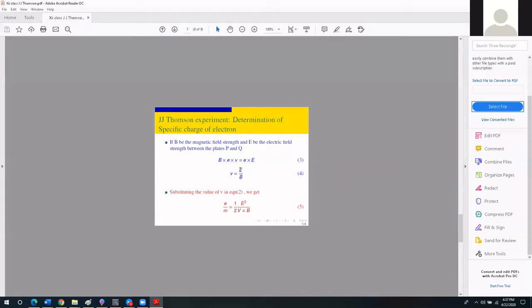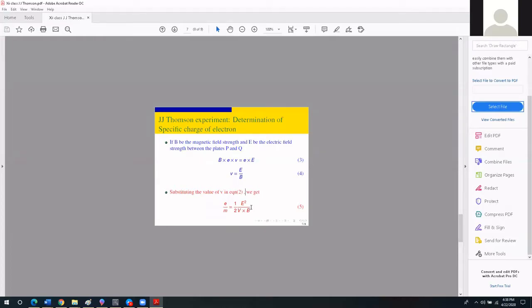So by measuring the electric field, this electric field is the deflecting electric field applied between the plates P and Q, and you can easily calculate it, because capital E equals voltage divided by distance: the voltage applied between P and Q, and the distance between P and Q. And capital B is the magnetic field strength. So velocity v equals E by B. And if we substitute the value of small v in equation 2, we get e/m equal to half E squared upon V into B squared.